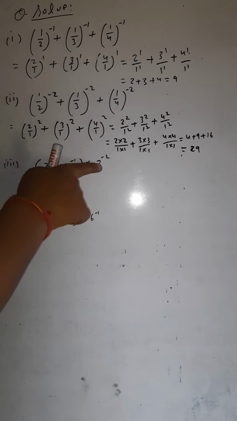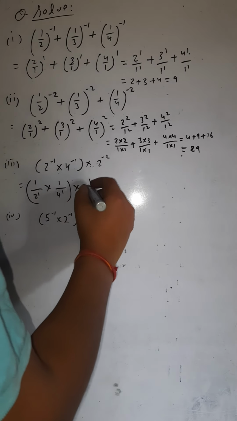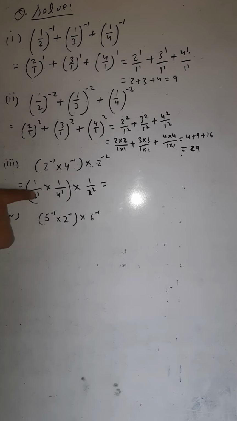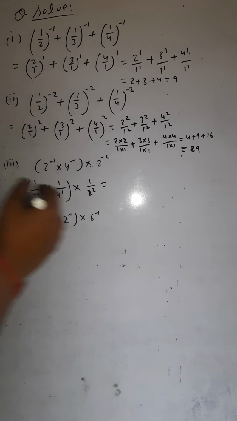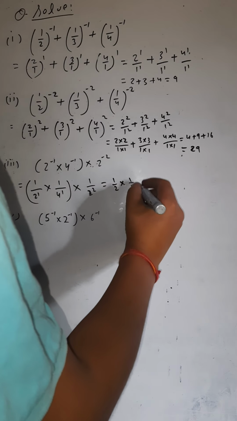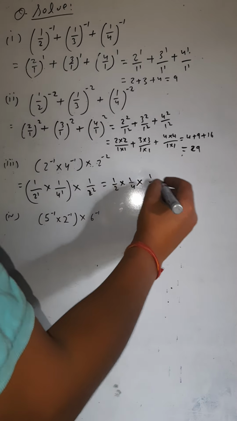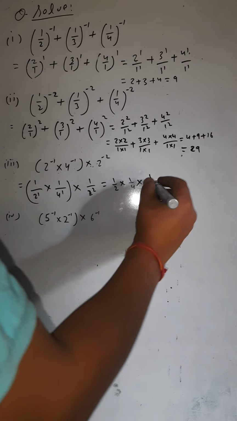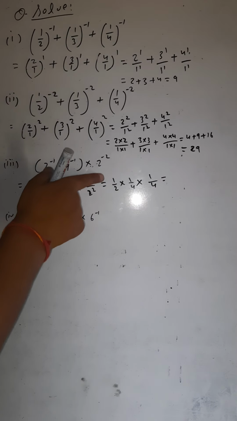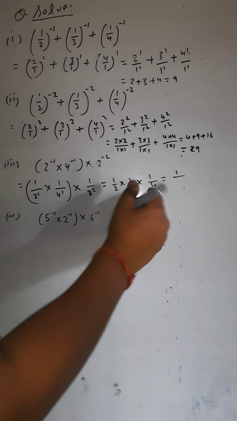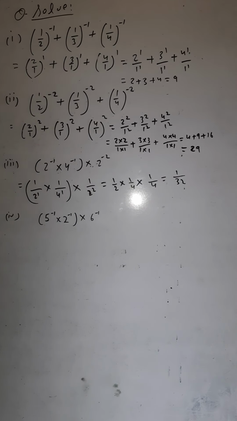Again multiplied by 2 raised to the power minus 2 means 1 by 2 raised to the power plus 2. Just solve it now. 1 by 2 raised to the power 1 means 2, because you have to multiply 2 only one time, so it is 2. So you can write it as 1 by 2 multiply 1 by 4, again multiply 1 by 2 raised to the power 2 means you have to multiply 2 two times. 2 multiply 2, so it would be 4 again. So answer is how much? 1 by 2 is 1 by 2, 2 fours are 8, and 8 fours are 32. So 1 by 32 is the answer here.